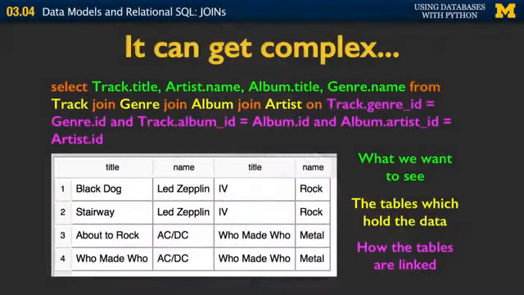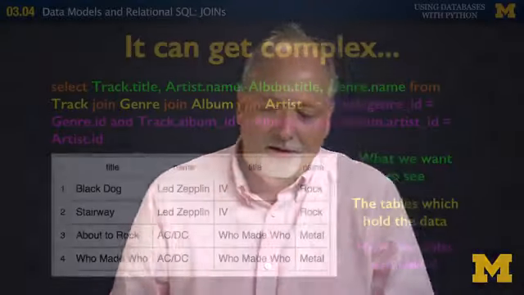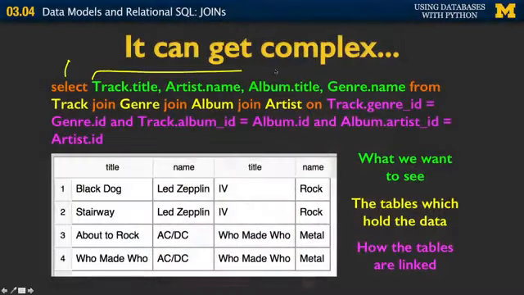So now it can get complex. Because now what we want is the track title, the artist name, the album title, and the genre name. And this looks like a lot of stuff, but if you follow it, it's a pattern. So we have a select. These are the things we want. That is the list of the output we want. We're not interested in all the IDs.